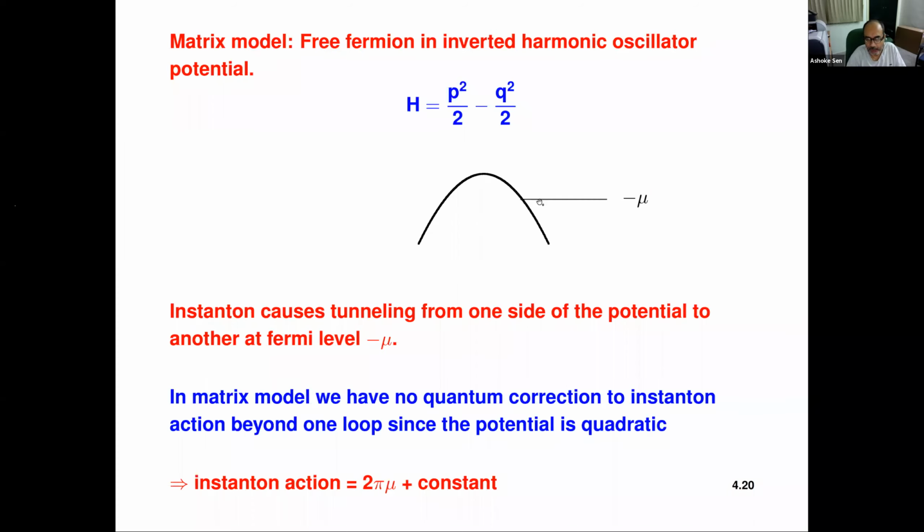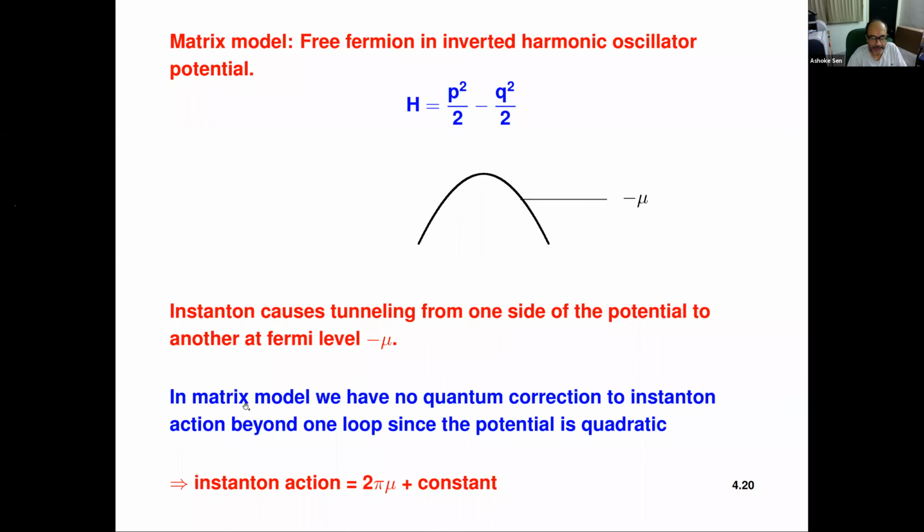And the instanton causes a tunneling from one side of the potential to the other side at the Fermi level. That's the role of the instanton. So it's a solution to the Euclidean equations of motion, the bounce solution that tunnels from one side to the other side. And the leading instanton action, the classical instanton action, is 2 pi mu. This you can easily compute from this Hamiltonian.